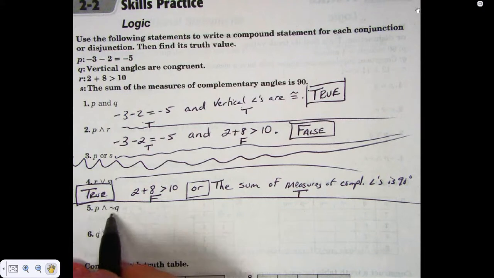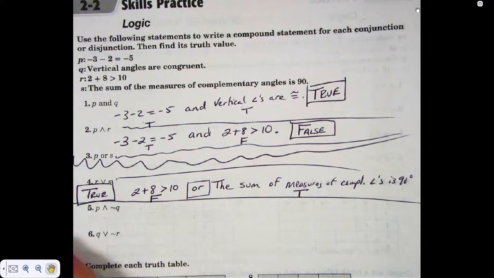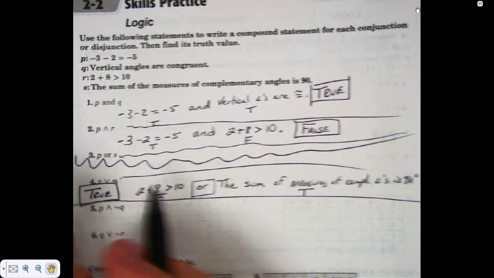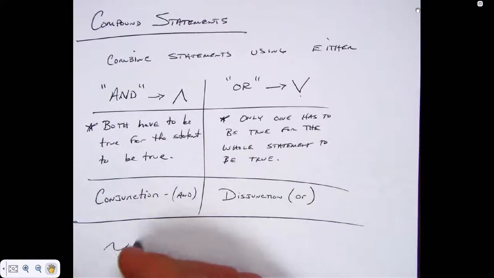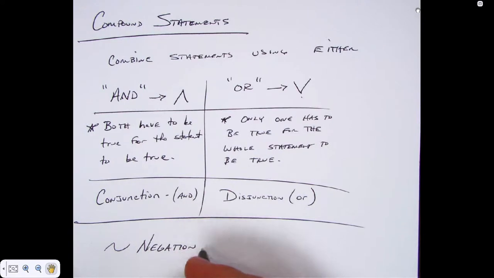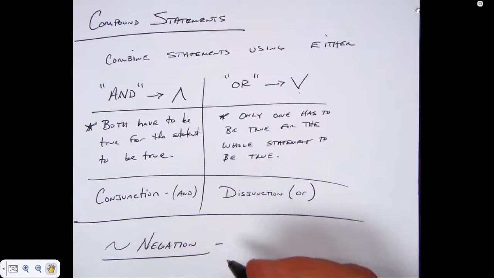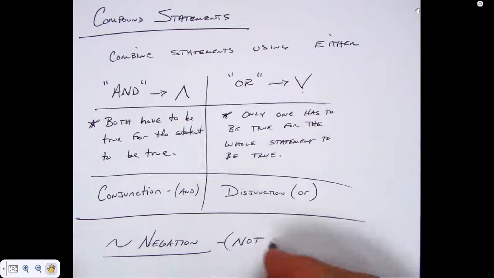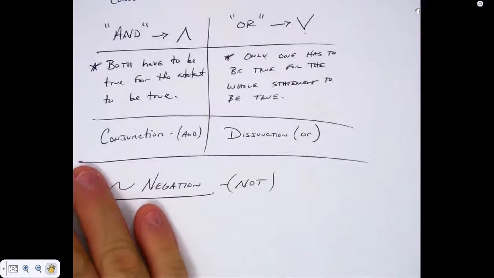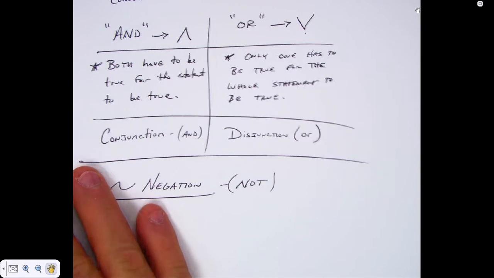Now we get down here to 5, and what throws you off here? What looks weird? A little squiggly line. What that is called is a negation. Not. When I read that, I say the word not. The negative of whatever you want to think of. The opposite.